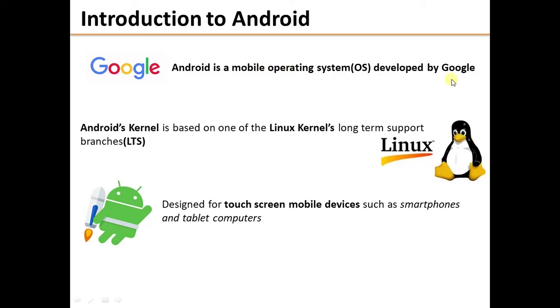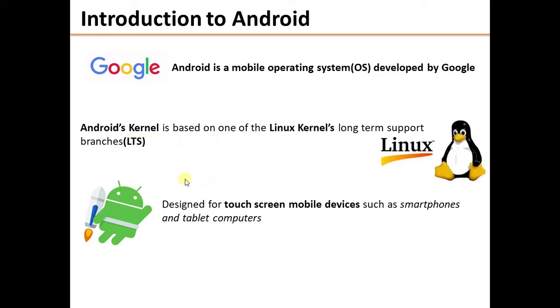It was designed for touchscreen mobile devices such as smartphones and tablet computers, but it is an OS which can be installed on any embedded system. Nowadays we've got Android in TVs, smartphones, watches, printers. So basically Android is an OS for embedded systems. Apart from this, Android's kernel is based on one of the Linux kernel's LTS branches. We'll discuss it in the architecture of Android.